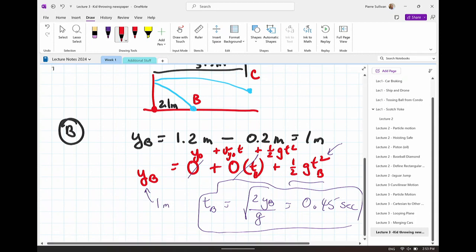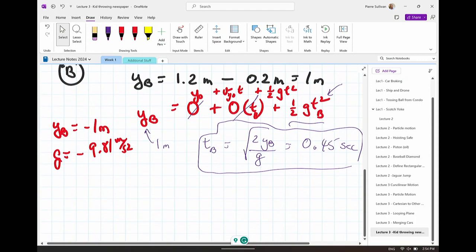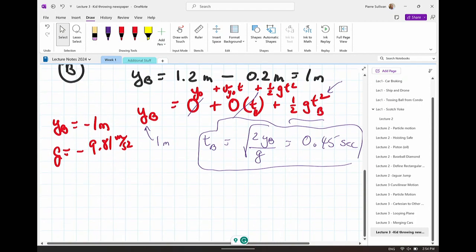And I probably should write that. Y sub b equals minus 1 meter. G equals minus 9.81 meters per second squared. Everything depends on how you define the origin. All right. Y sub b is done.